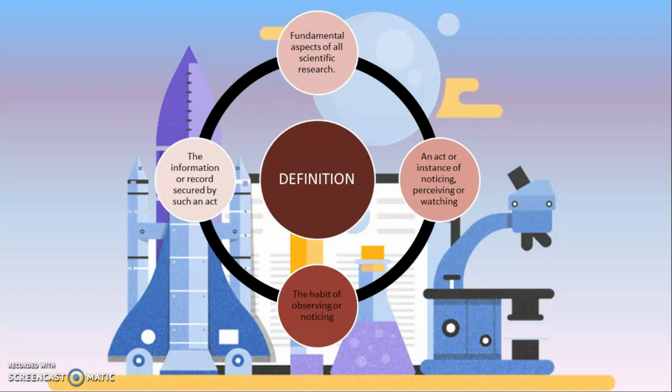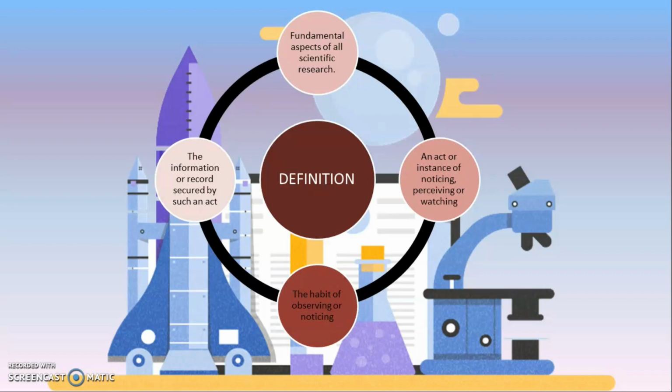What is the definition of observation? Observation is a fundamental aspect of all scientific research. It is also an act or instance of noticing, perceiving, or watching, the habit of observing or noticing, and the information or record secured by such an act. We can say that observation is an essential step where we get information or records for any experiment or investigation. That is why observation is a fundamental aspect of all scientific research.